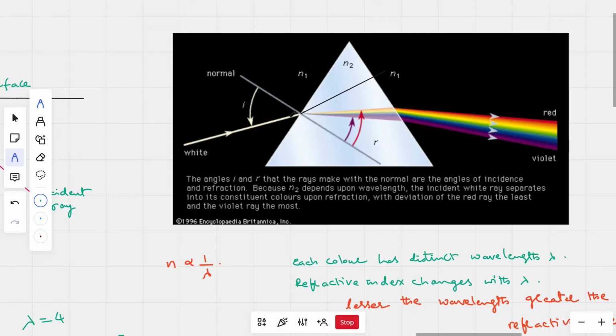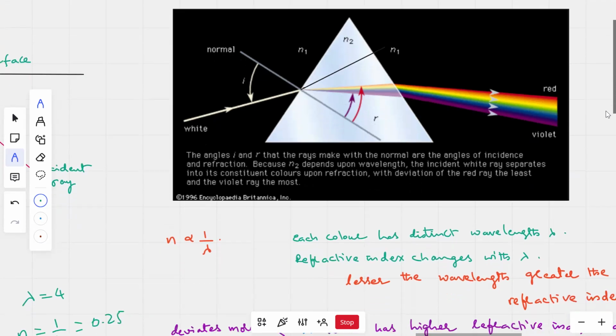And white light contains 7 different colors. Each color has a different wavelength. That is why each color deviates away from the normal or towards the normal. Here the light rays are traveling from rarer medium to denser medium. That is why it deviates towards the normal, not away from the normal. Okay, the bending is towards the normal. But this deviation or bending is different for different colors. That means different wavelengths. Okay, and then how it depends.